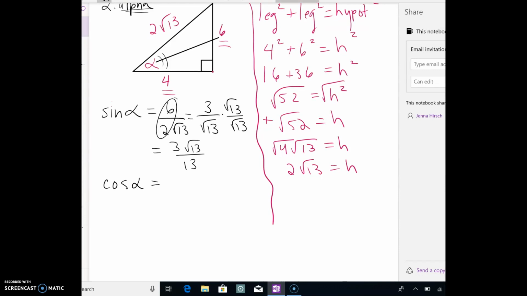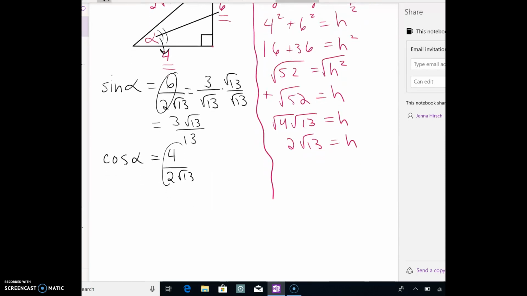Cosine of alpha, well, cosine is the adjacent side divided by the hypotenuse. So the side that's next to alpha is 4, and the hypotenuse is 2 square root of 13. So similarly, we're going to do the same thing with cosine that we did with sine. We're going to simplify this. This is the same thing as saying 2 over the square root of 13. And then we're going to rationalize it. So we get 2 square root of 13 over 13.